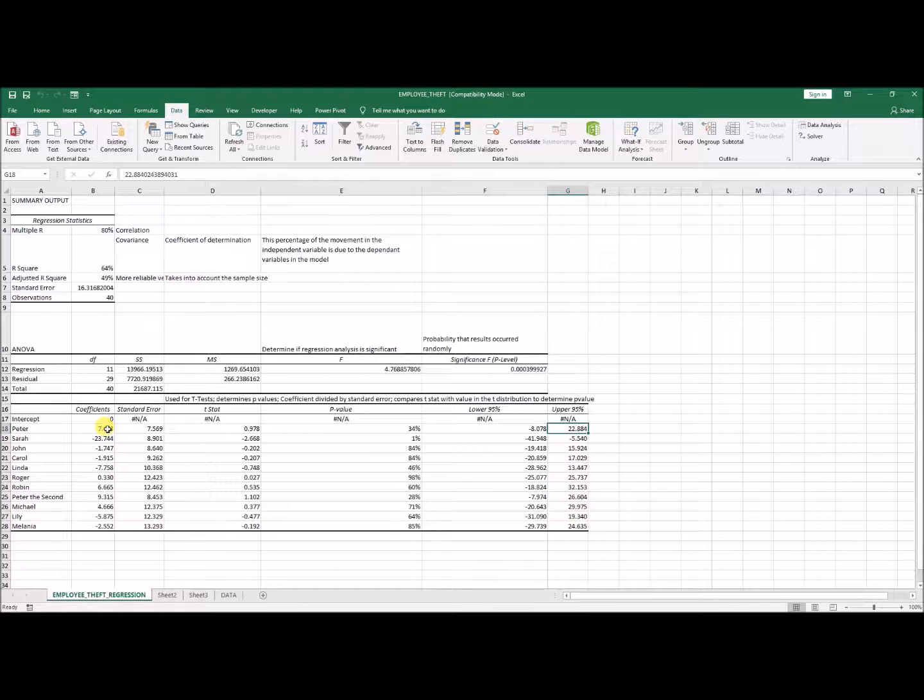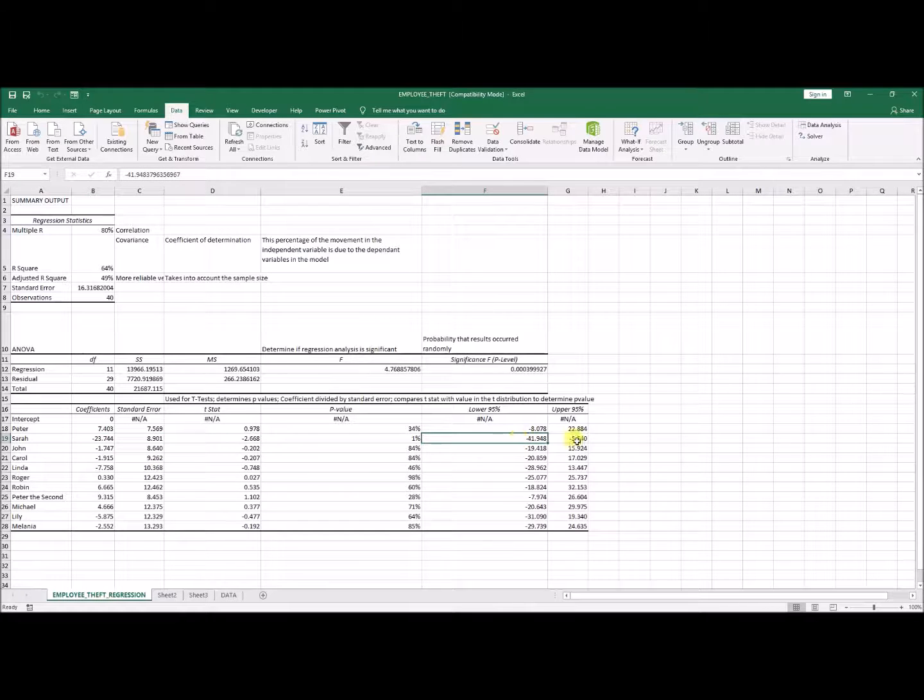So if we have a look at the coefficients, immediately Sarah pops out because she's got a -$23 impact. We have some other people with negative values, -7, -5. But first we'd like to look at Sarah. Now from the coefficient we go to the p-value, and Sarah's p-value is 1%, which is quite significant, meaning that there's a 1% chance that this happened by accident, meaning there's a 99% chance that the coefficient is very accurate.